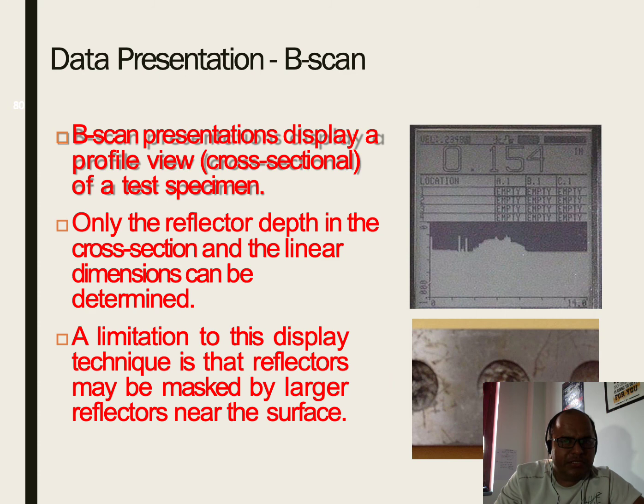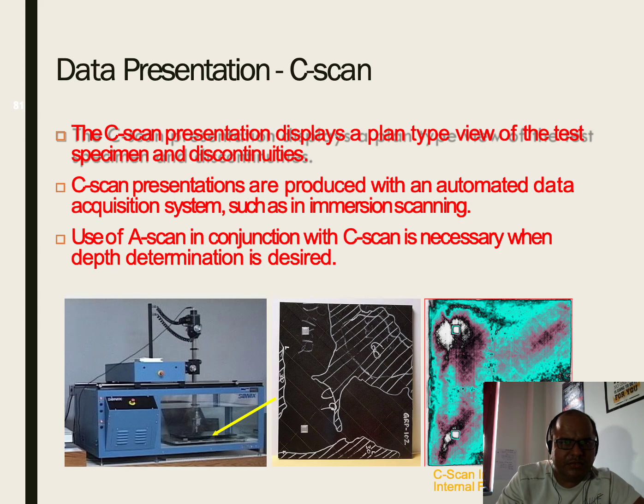B scan presentation is known as the profile view of cross sections of the test system. Only reflector depth in a cross section and linear dimensions can be determined. A limitation of this display technique is that a reflector may be masked by a larger reflector near the surface.